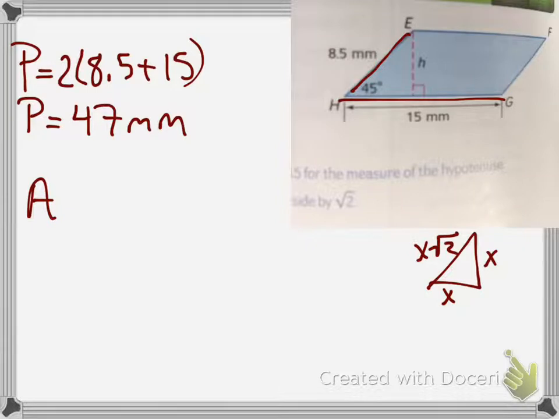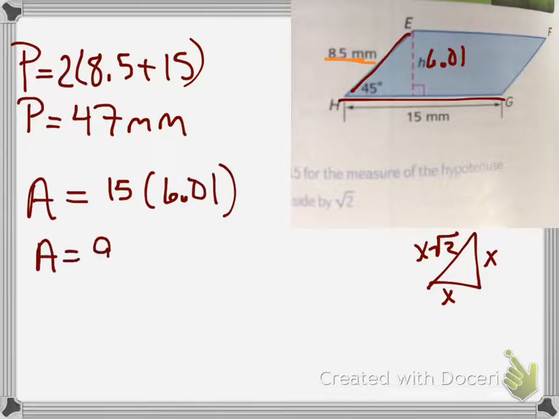Again, if the 45 tells you that each of these little bits is like x square root of 2, well, this is the x square root of 2 side. So I need to divide that 8.5 by the square root of 2. And when I do, I'll get 6.01. That is the height. And so I can say 15 times 6.01 to get 90.15 millimeters squared.